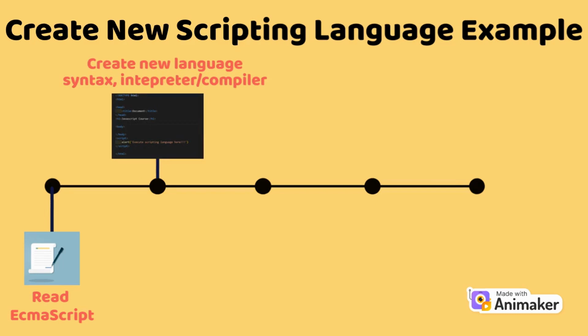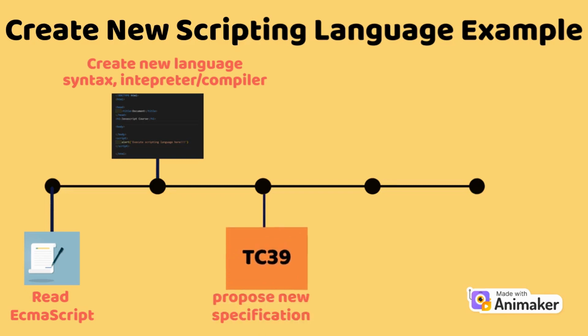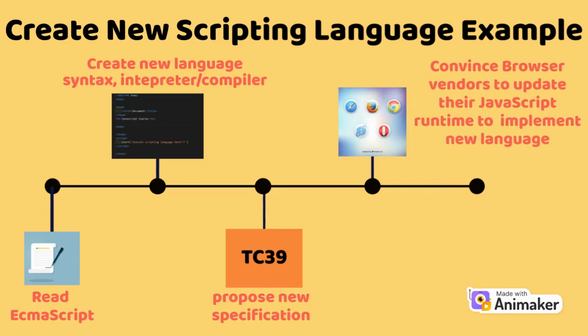Then once you are done with the language syntax specification and interpreter, you need to propose this specification to an organization like the TC39 committee or ECMA International, and you need to convince them that this is the specification you have written for this new language, and take approval from them. This is mostly, I think, the hardest part of all. Even in the best case, if your proposition gets accepted, then you need to convince browser vendors to implement your language, and every browser should understand your new language.